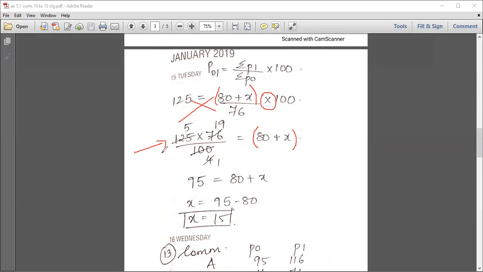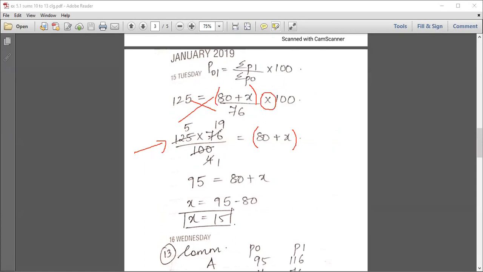Easy method and easy steps which you can follow. All right? So 80 plus X in the bracket, I have not touched it also. It is in the bracket itself. So by 25 ka table, I have cancelled. 25 fours are 100, 25 fives are 125, 4 ones are 4, 19s are 76.